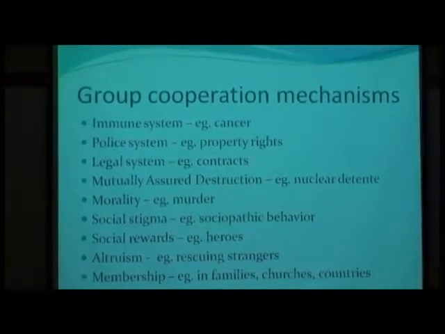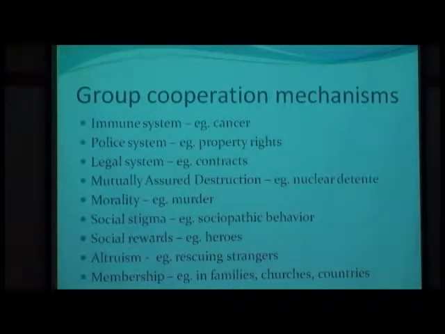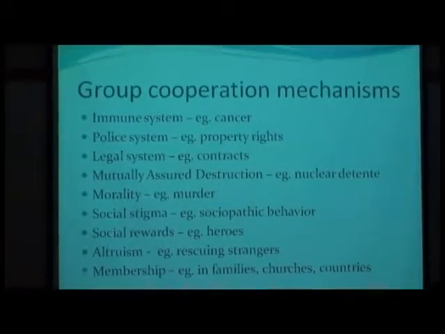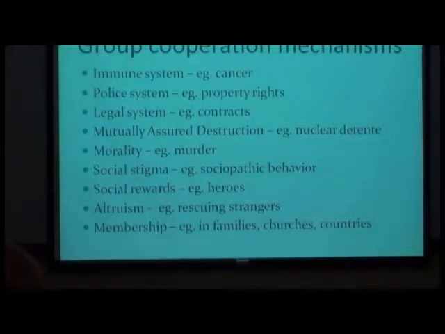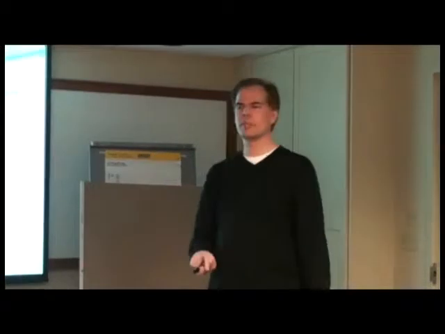There are a bunch of mechanisms that have been invented. I talked about the immune system, police systems, legal systems. One way to keep the US and Russia from fighting was mutually assured destruction, where we create a game theoretic setting where you have to have a cooperative outcome, otherwise each is very hurt. A sense of morality, internalizing that, is one mechanism. Social stigma is a way that we've been able, to some extent, to eliminate sociopathic behavior, though 3% of the population is sociopathic. Social rewards: people who help others are regarded as heroes and get a lot of social benefits. We have a lot of internalized altruism, and membership in groups such as families, churches, and countries creates a cost toward doing something antisocial, basically.